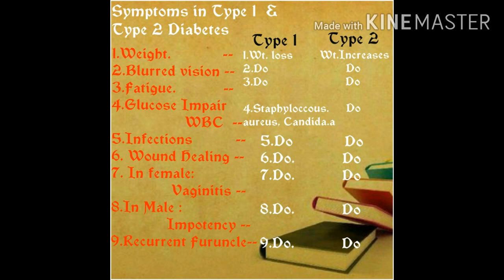Wound healing, next point, the sixth point, is wound healing. It can be affected in both types of diabetes because an excessive amount of glucose hampers the function of collagen fibers and all the factors which help in wound healing. Next one is in females, inflammation of the vagina takes place in both types of diabetes, type 1 and type 2, and in males impotency can be found in both types of diabetes. And the ninth one is recurrent infections, which can be found in both types, and skin infections can be found in both types of diabetes.